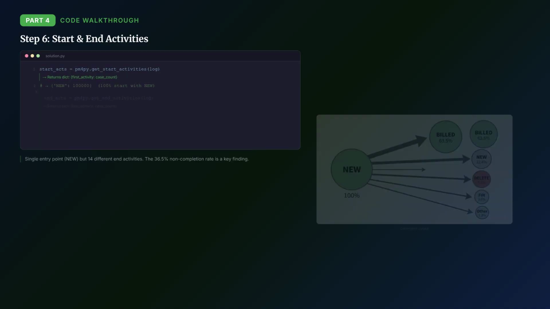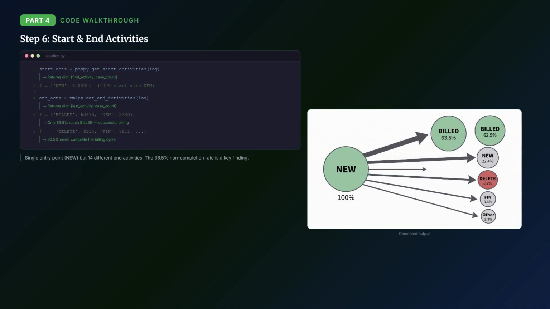get_start_activities and get_end_activities reveal process boundaries. All 100,000 cases start with new, confirming a single entry point. But end activities tell a different story. Only 63.5% reach billed. Over a third of cases never complete the billing cycle.